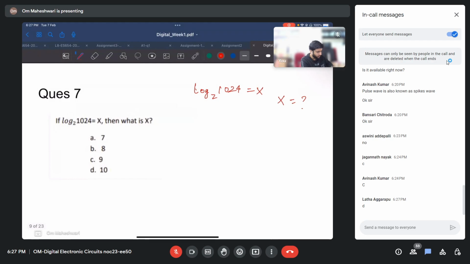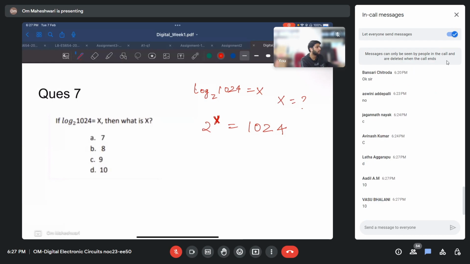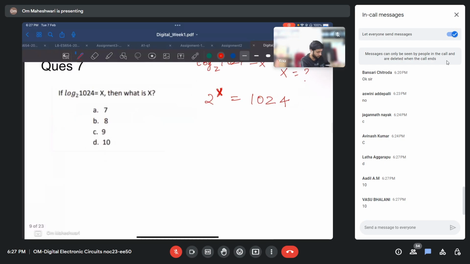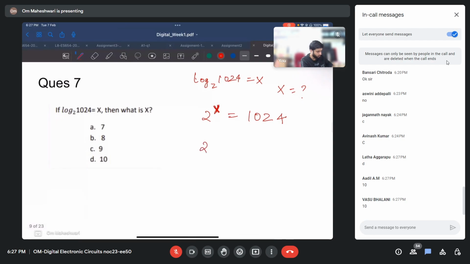Okay, number systems. log base 2 of 1024 equals x. What is x? It essentially means that 2 to the power x equals 1024. Can anybody tell me the answer? It is simple. Yeah, 10. Good. It is just 2 to the power 10 is 1024. This was a very simple question.